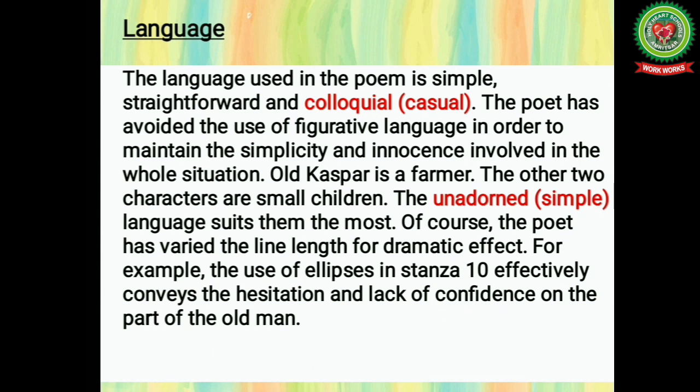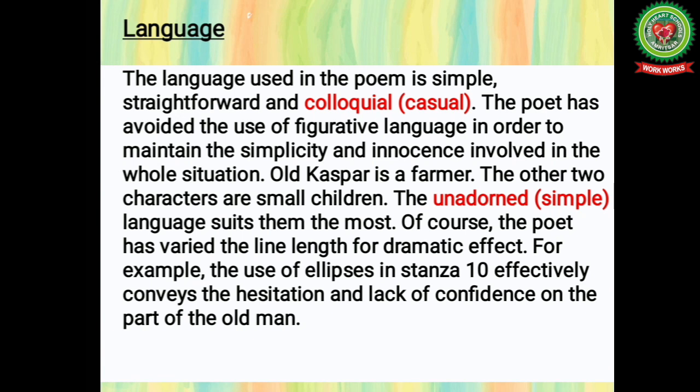Students, here the poet has used a simple, straightforward style so as to maintain the simplicity and innocence required in the whole situation. The poet talks about the old Caspar, who is a farmer, and his grandchildren, Peterkin and Wilhelmine. The poet has kept the language simple and lucid, which is easy to be understood. Moreover, he has varied the line length for the dramatic effect of the poem, and the poet has used ellipses.